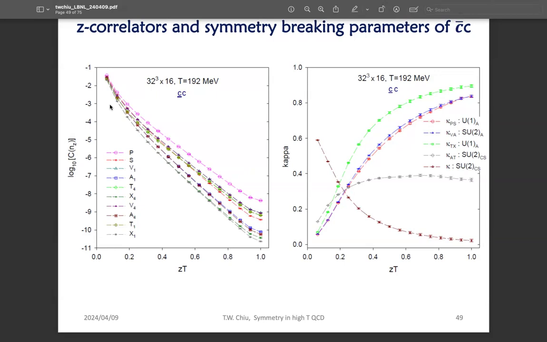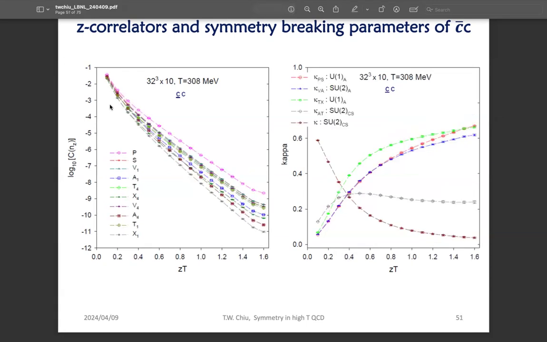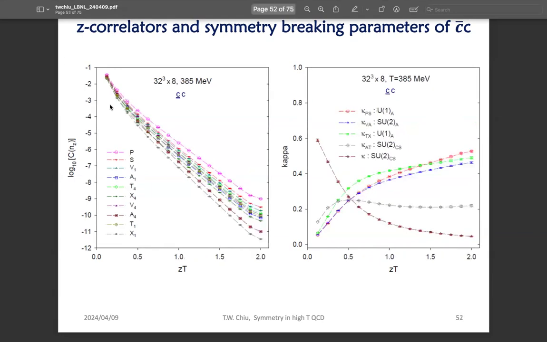Now you can see, at 190 MeV, the symmetry breaking is very large, for the SU(2) and the U(1). These two U(1) channels are actually different. For the SU(2) channel, the breaking is large because of the charm quark mass. But if I increase the temperature, you see the breaking is getting smaller and smaller. Look at these 3 curves, 3 breaking parameters, getting smaller.